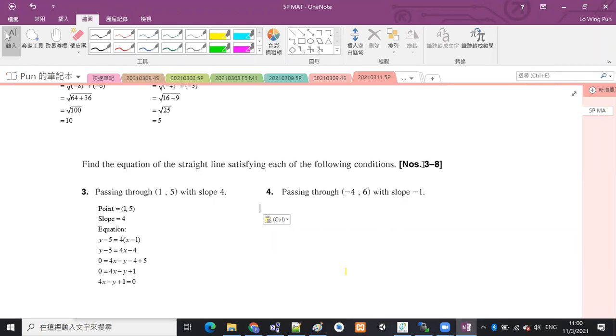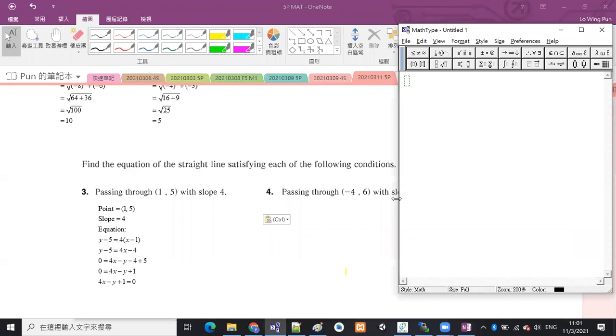好，跟住 number 4，this time is passing through -4 and 6 with slope -1。咁都係直接俾咗 point 同埋俾咗 slope 嚟嘅係嘛？So we have point to be -4 and 6, and then we have slope to be -1, and then we can write down the equation by using the point slope form. That is y minus y coordinate equals m times x minus the x coordinate. Like this. Can you get this?